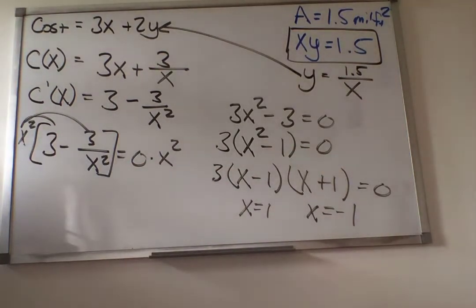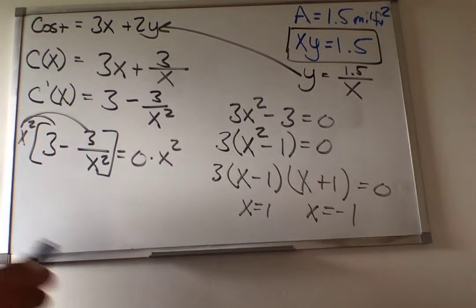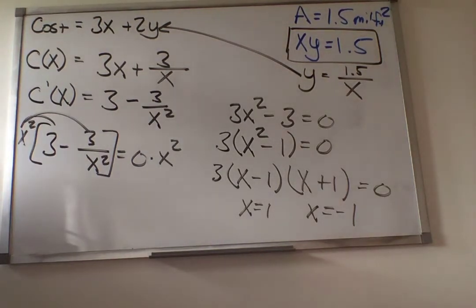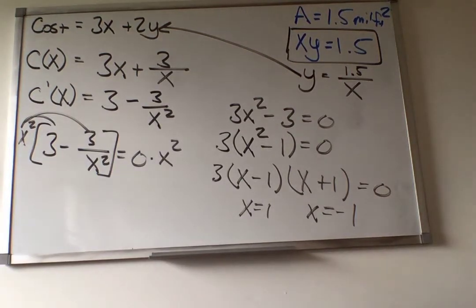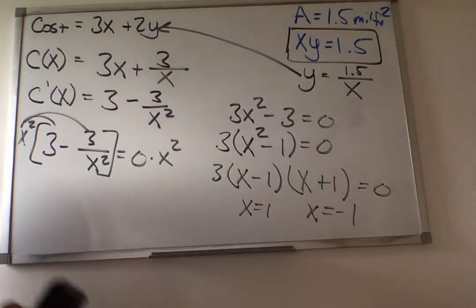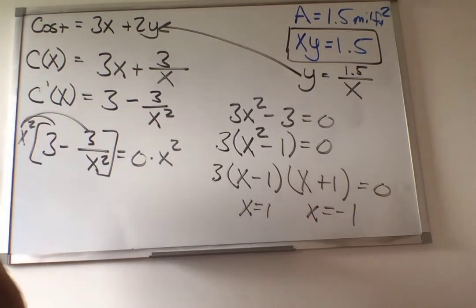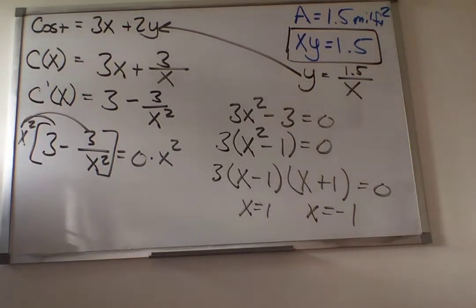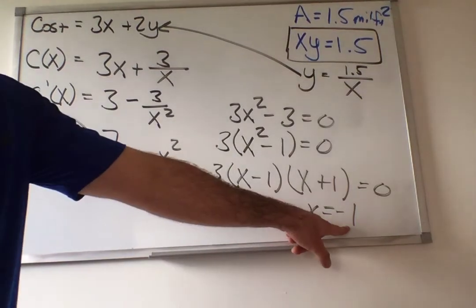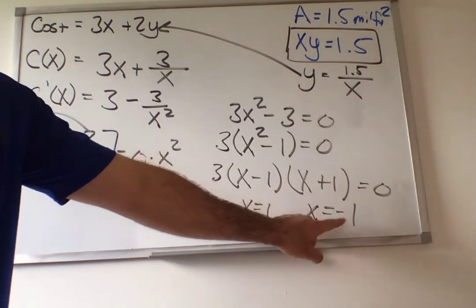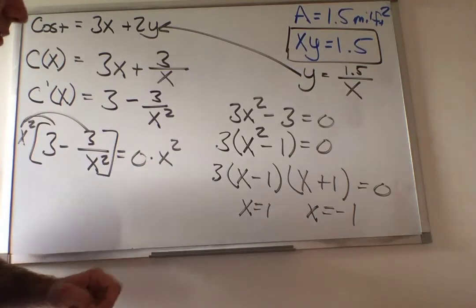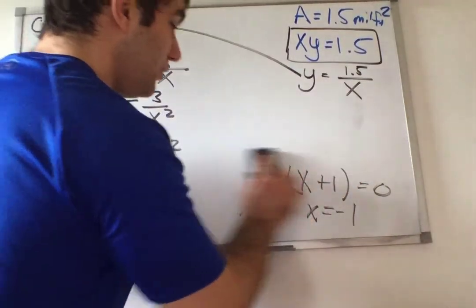Now let's talk about these critical numbers for a moment. We're not going to use one of them. Let's think why. Which one do you think we're not going to use? And think of a reason why we're not going to use it. The one that we're not going to use is the negative 1. The reason being is we are building a fence. X is the length of a side of the fence. We can't have a negative length, so we're going to throw this critical number out. So, not going to use it.